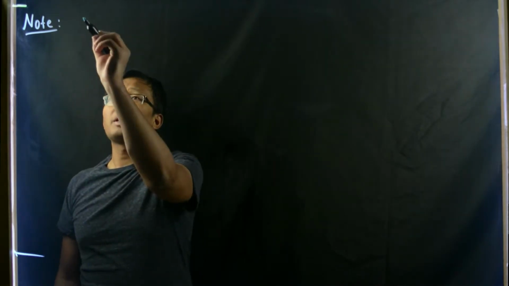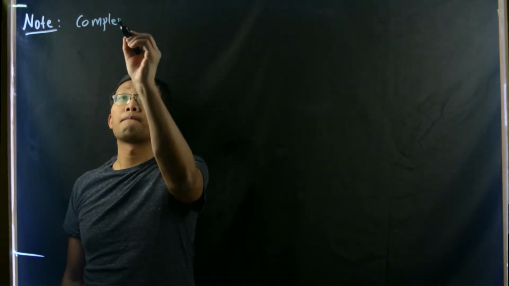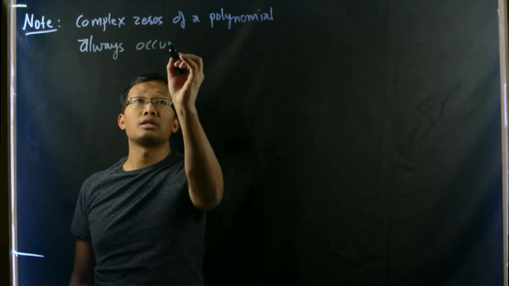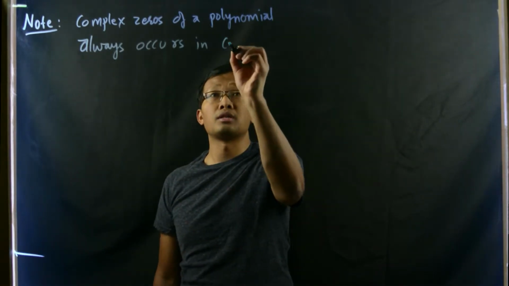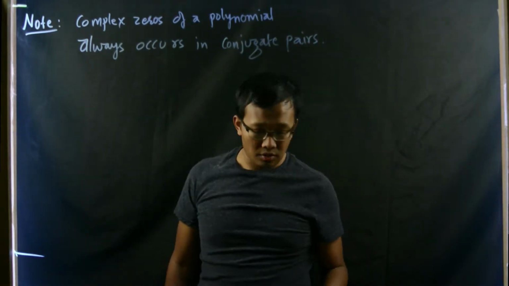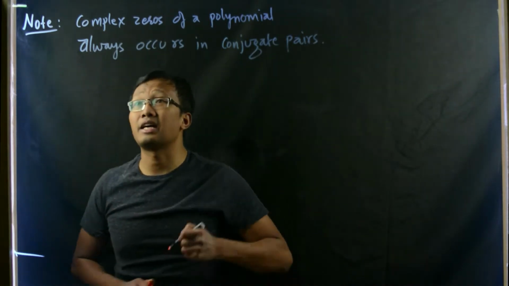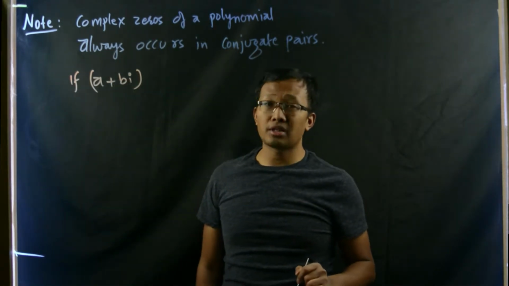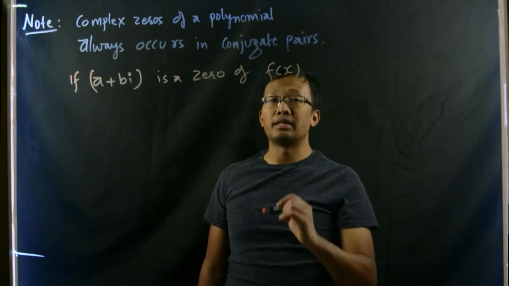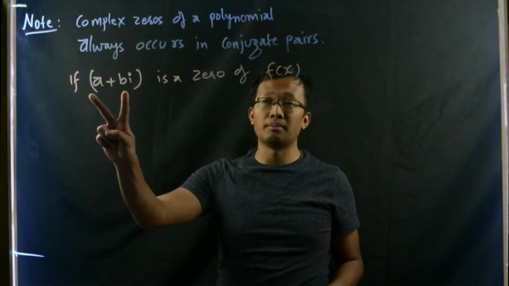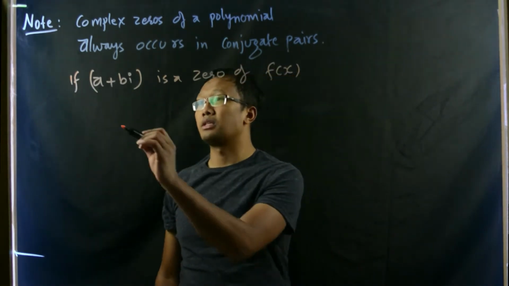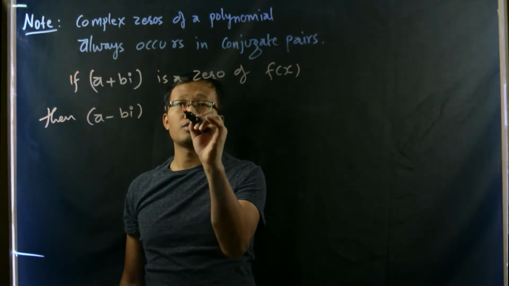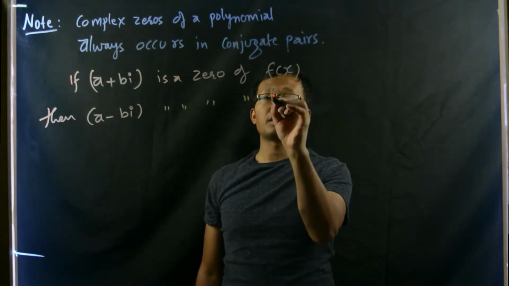Let's take a note. Complex zeros of a polynomial occur in conjugate pairs. So what this is saying is that if a plus bi is a complex zero of a polynomial f of x, then the complex conjugate of this number is also a zero of f of x. Then a minus bi is also a zero of f of x.